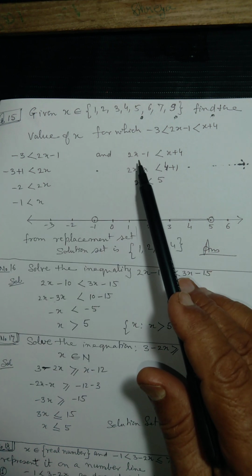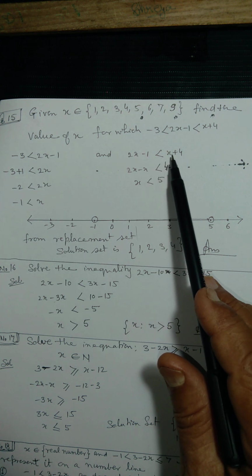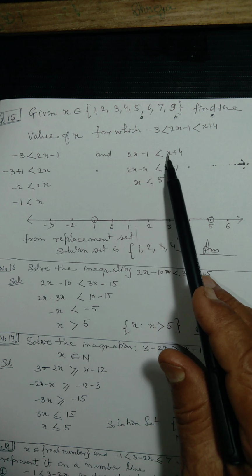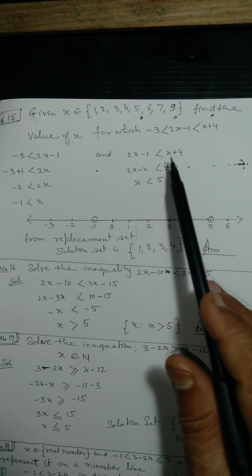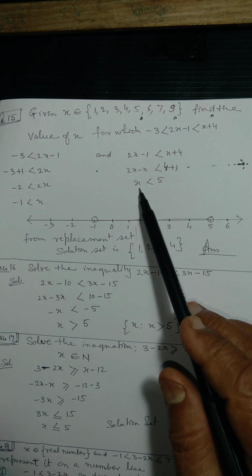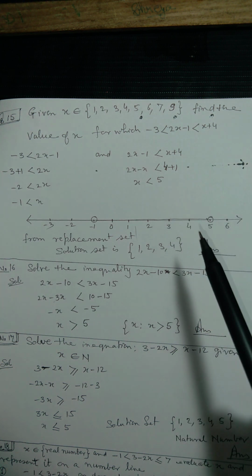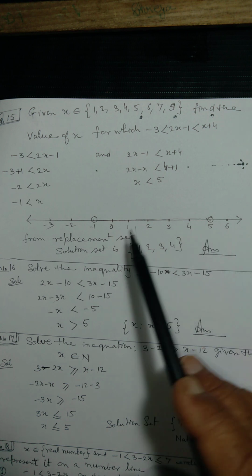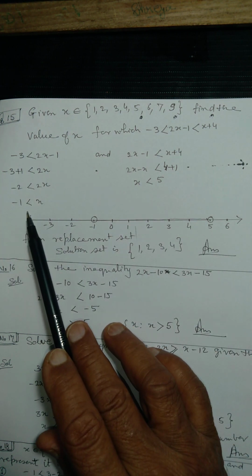Now the second part of it, 2x minus 1 is less than x plus 4. So transpose this x to this side. So 2x minus x, and minus 1 to this side will become plus. So 4 plus 1, 5. X is less than 5. You see I have just indicated the 5 here. So strict inequality is there. Here also it is a strict inequality.